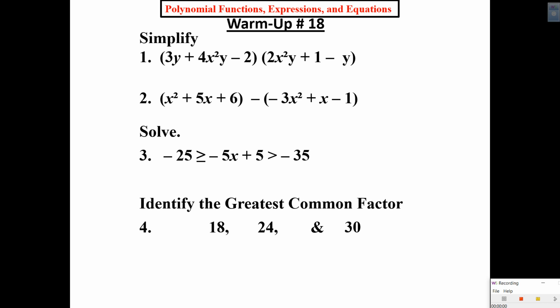Today, we're moving on to a new part of polynomials, just to let you know. So stay focused. See how you do with that warm-up?